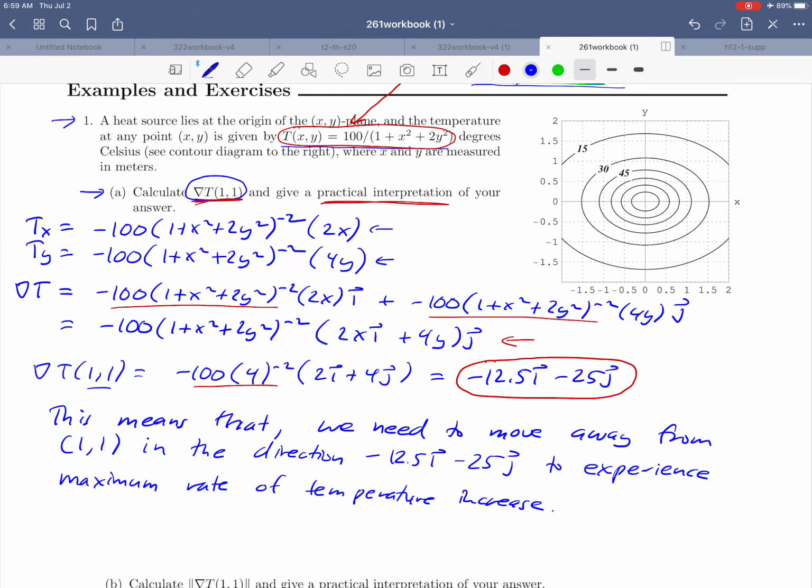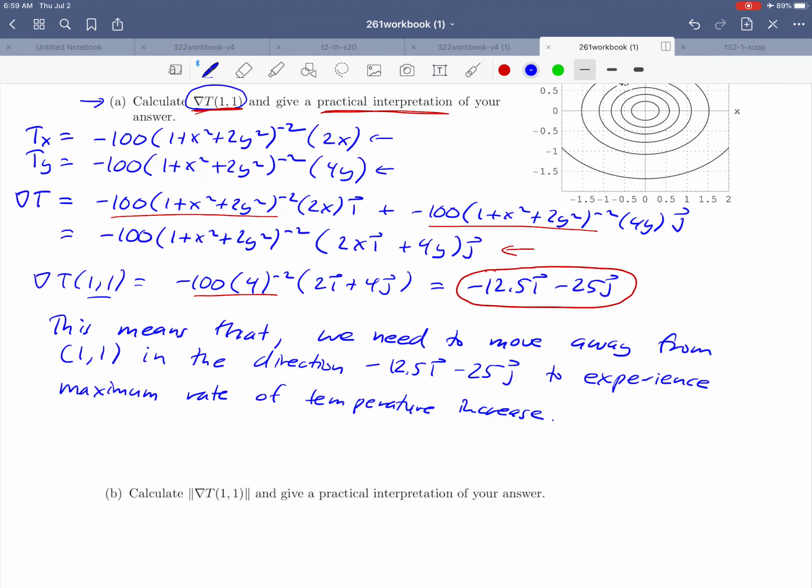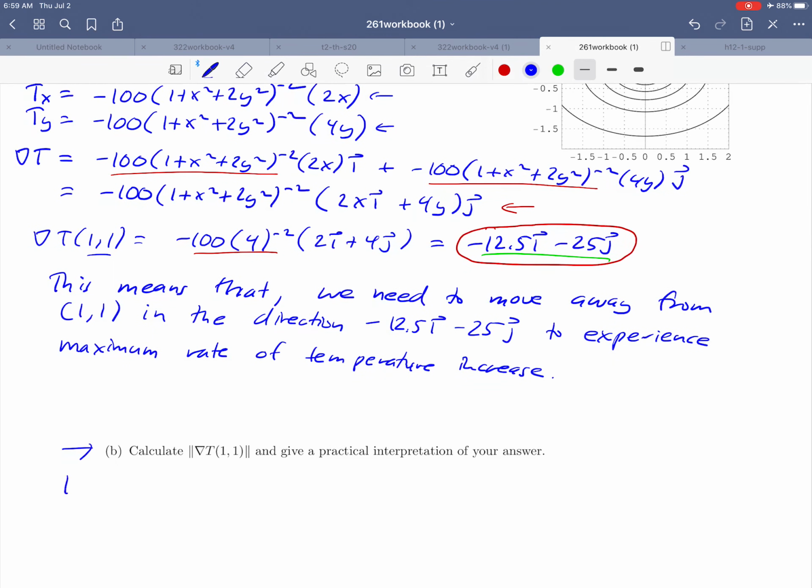Okay, so it just gives us a direction to move to get warmest fastest, basically. Okay, and so next, part B asks us to calculate the magnitude of the gradient. The nice thing here is we've already calculated the gradient, so all we need to do for the computational part is to take its length. The length of that vector is going to be the square root of the sum of the squares of the components.